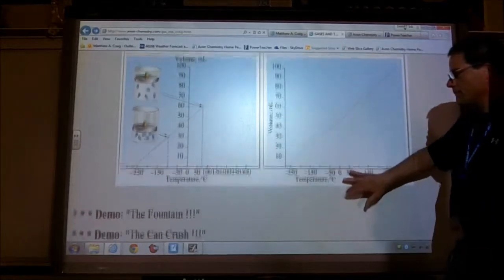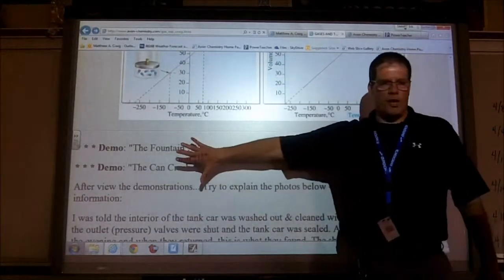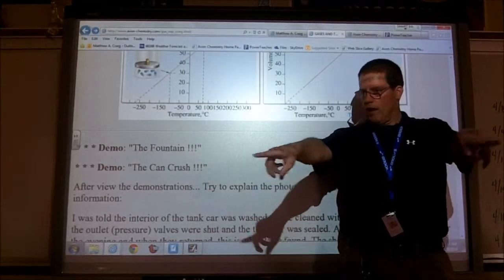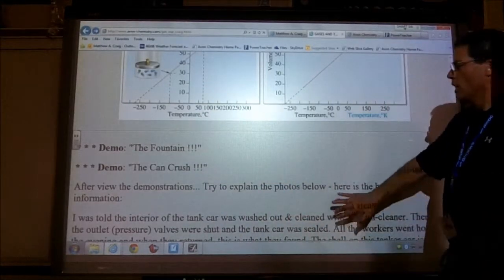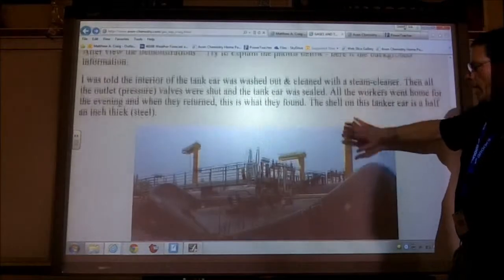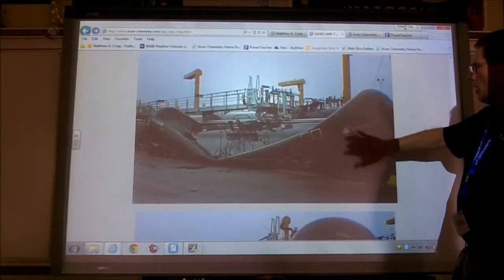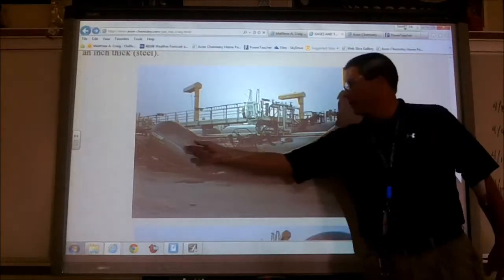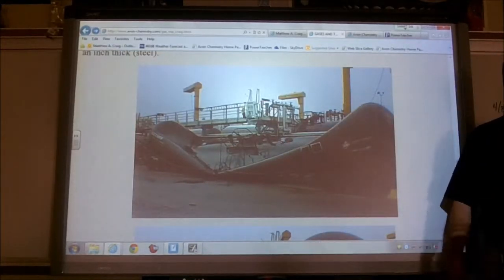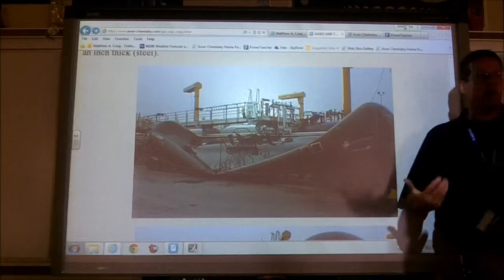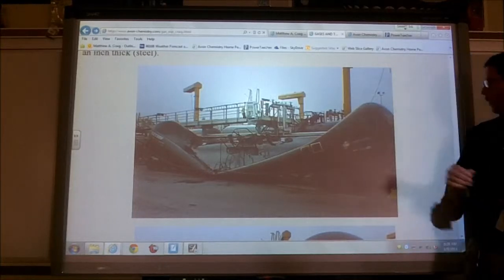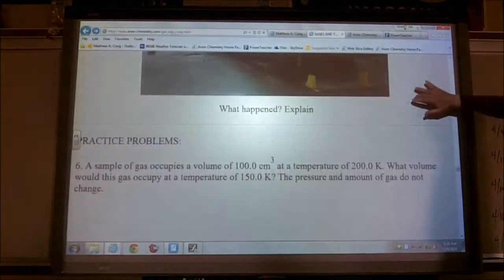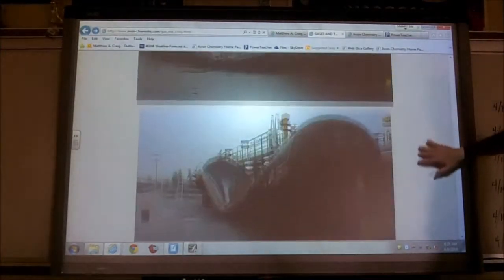I will do these demonstrations after we get done with working out the different types of math. I actually have them set up over here, so don't freak out on that. Here is a graphic that I stole from somewhere on the internet. It's like a tanker car for a train where they transport some liquids. I can't remember what the thickness of the wall was on that. I think it was at least 2 or 3 inches.